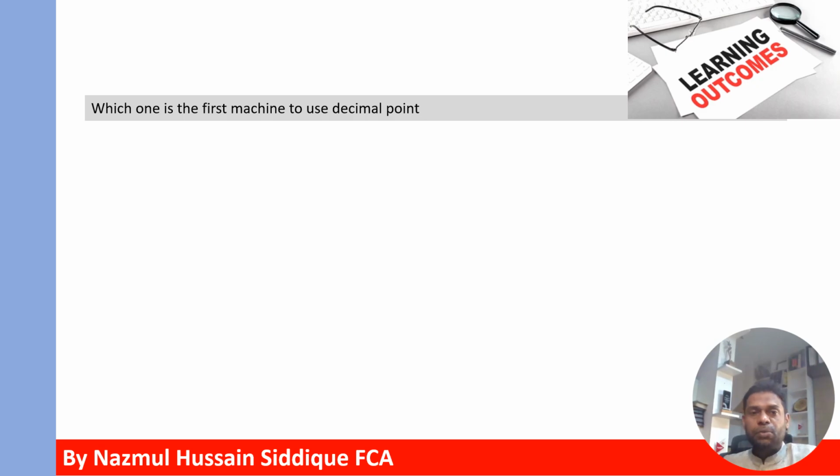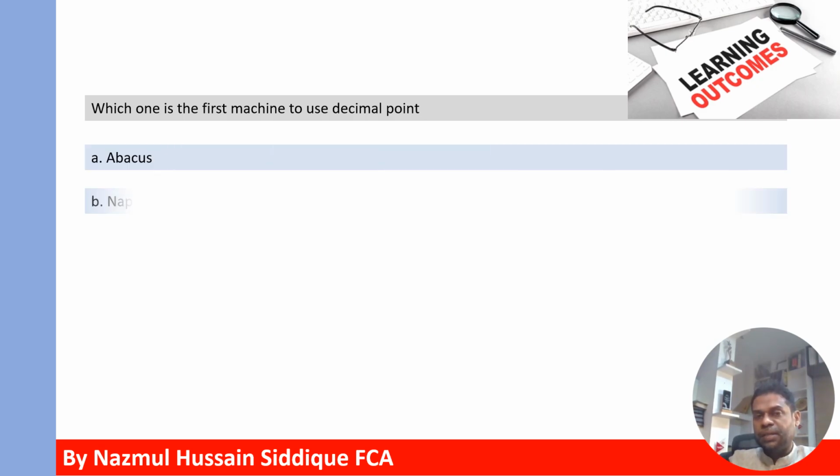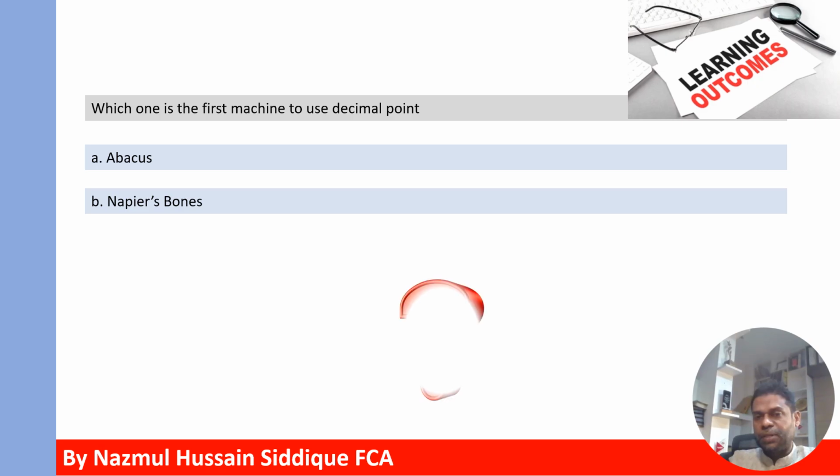Next question, which one is the first machine to use decimal point? Abacus or Napier's bones? Which one is correct answer? Correct answer is Napier's bones.